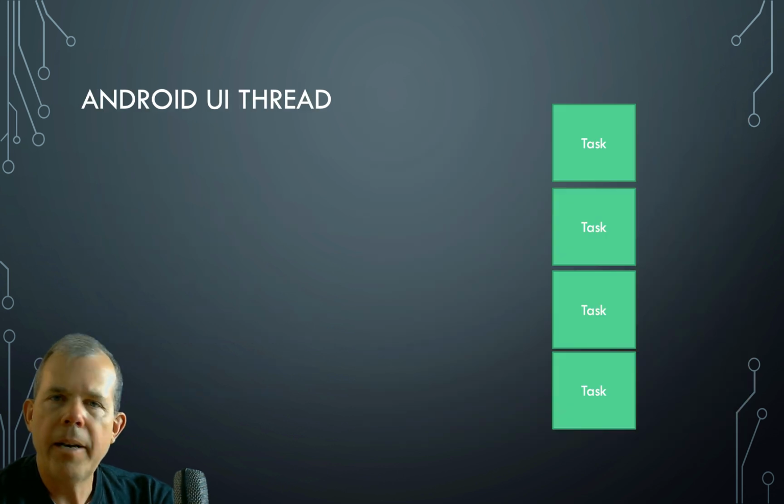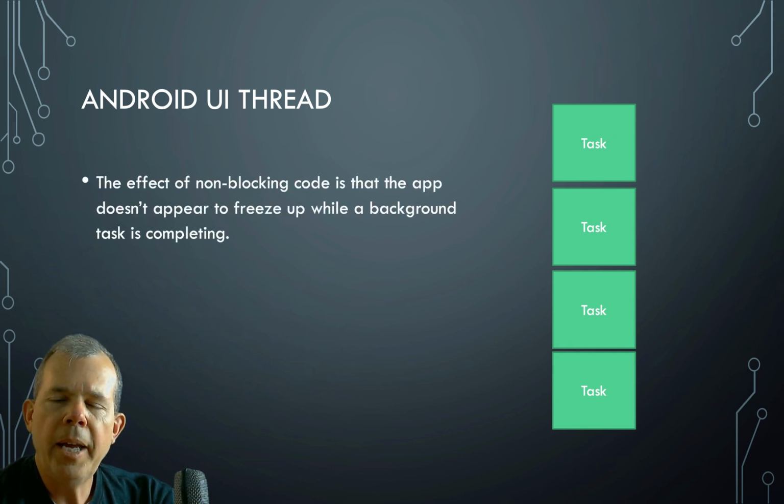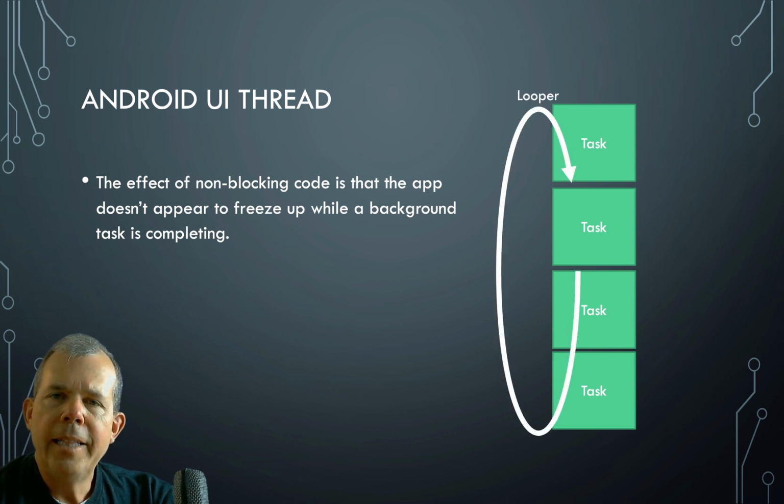In Android, and in all applications, it's important not to block the user interface thread. So we have a task list here. You can see I've got four applications running, and we don't want them to stop. There is a looper, as they call it, an infinite while loop, that continually checks on each task and gives each task a little bit of processing power. So it's the scheduler in the operating system.